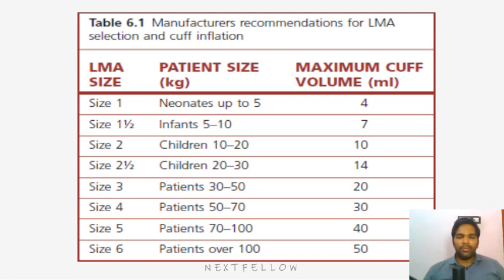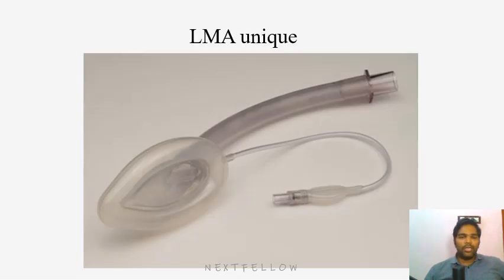And neonate you can remember less than 5 kg size 1, 5 to 10 kg size 1.5, 10 to 20 size 2, and 20 to 30 size 2.5. So these things you just remember, no need to mug it up. And the cuff volume also, if you can't remember, it is good, otherwise no problem. Now this is LMA Unique. See, this is exactly the same as classic LMA. But one thing is, classic LMA can be reused. It can be reused up to 20 times. It can be autoclaved and reused.